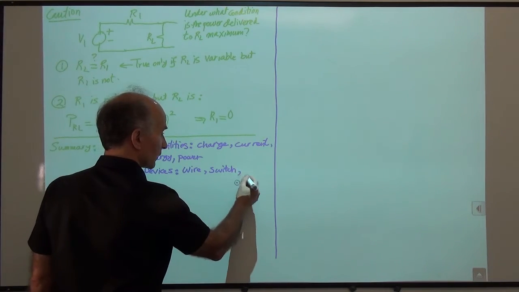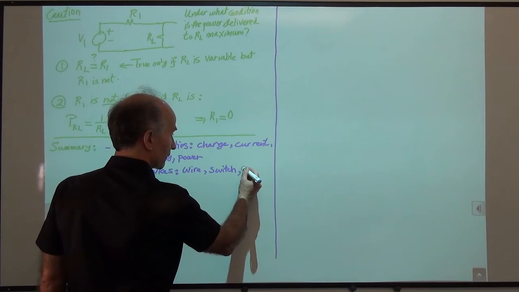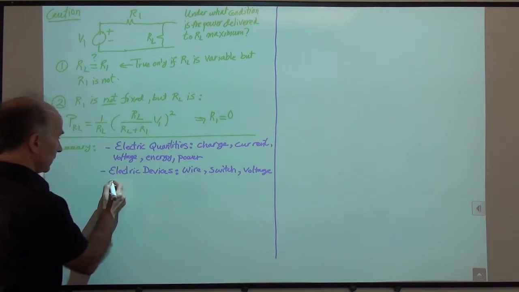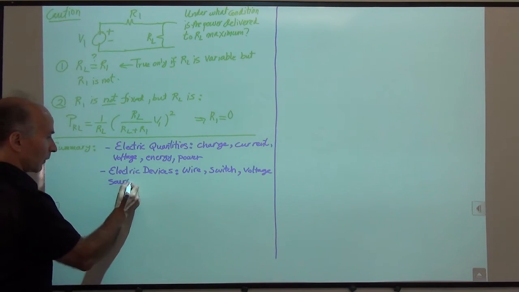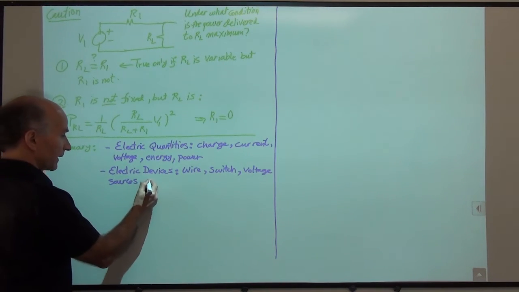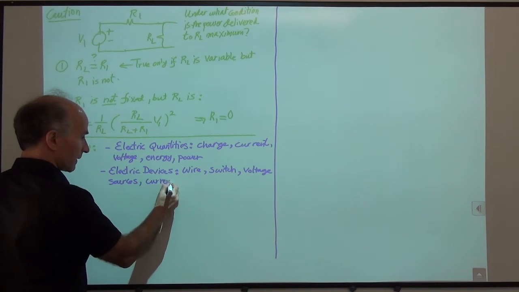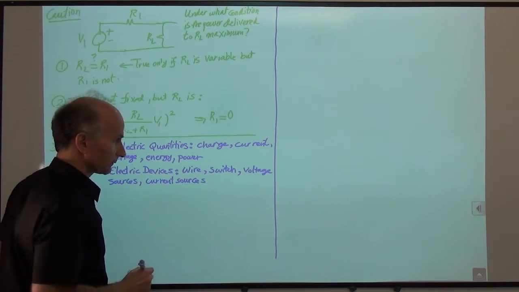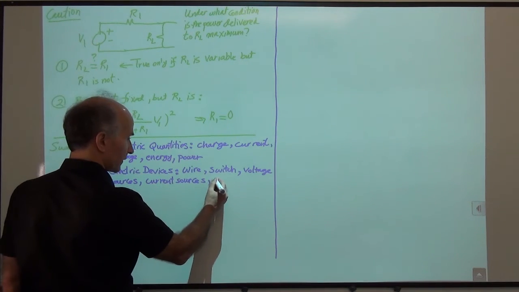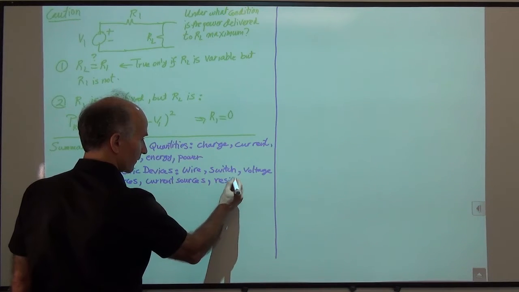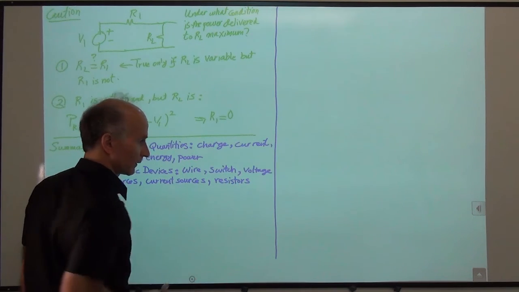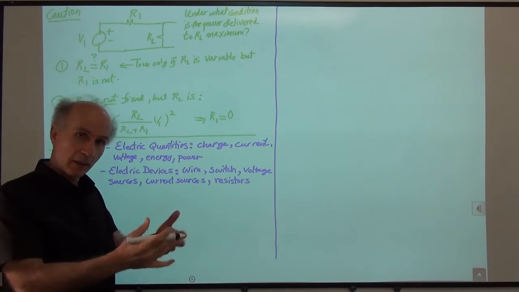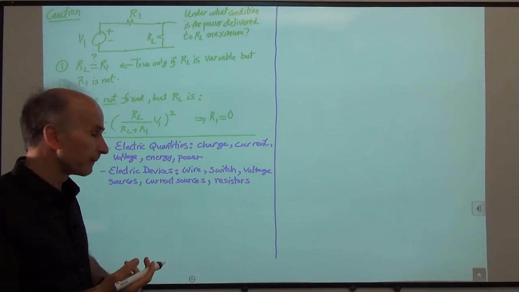Then after switches, we talked about voltage sources, both dependent and independent. And then we talked about current sources, both dependent and independent. And then we talked about resistors. Okay, these are the components we have seen so far. Of course, there are more, capacitors, inductors, etc., that we will get to soon.